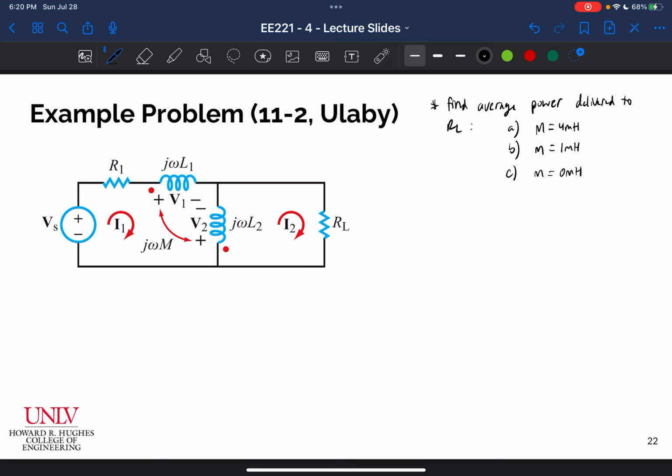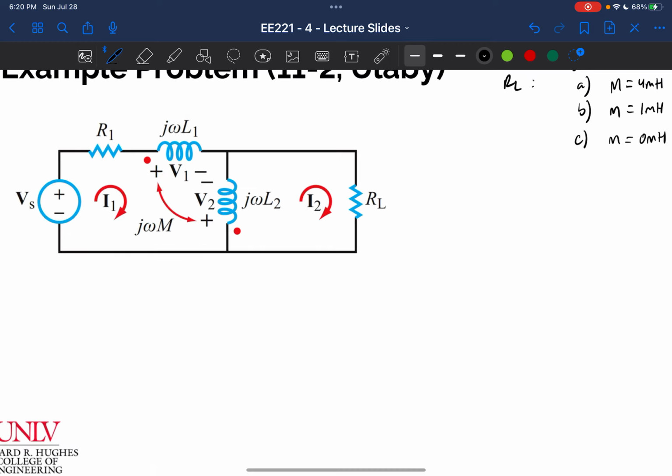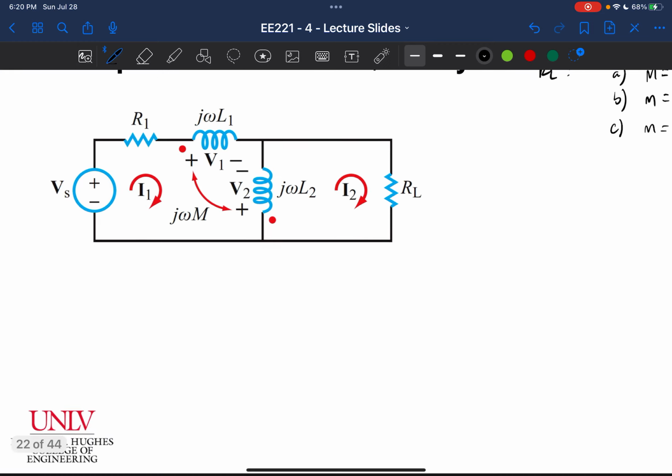For case C, we would just be solving the circuit as if there were no coupling whatsoever, a standard two-loop circuit. That's not a very interesting case for us. We're interested in solving this for parts A and B. They've already put it in the phasor domain for us, which is nice. So let's redraw it with the dependent sources that we know we're going to get here.